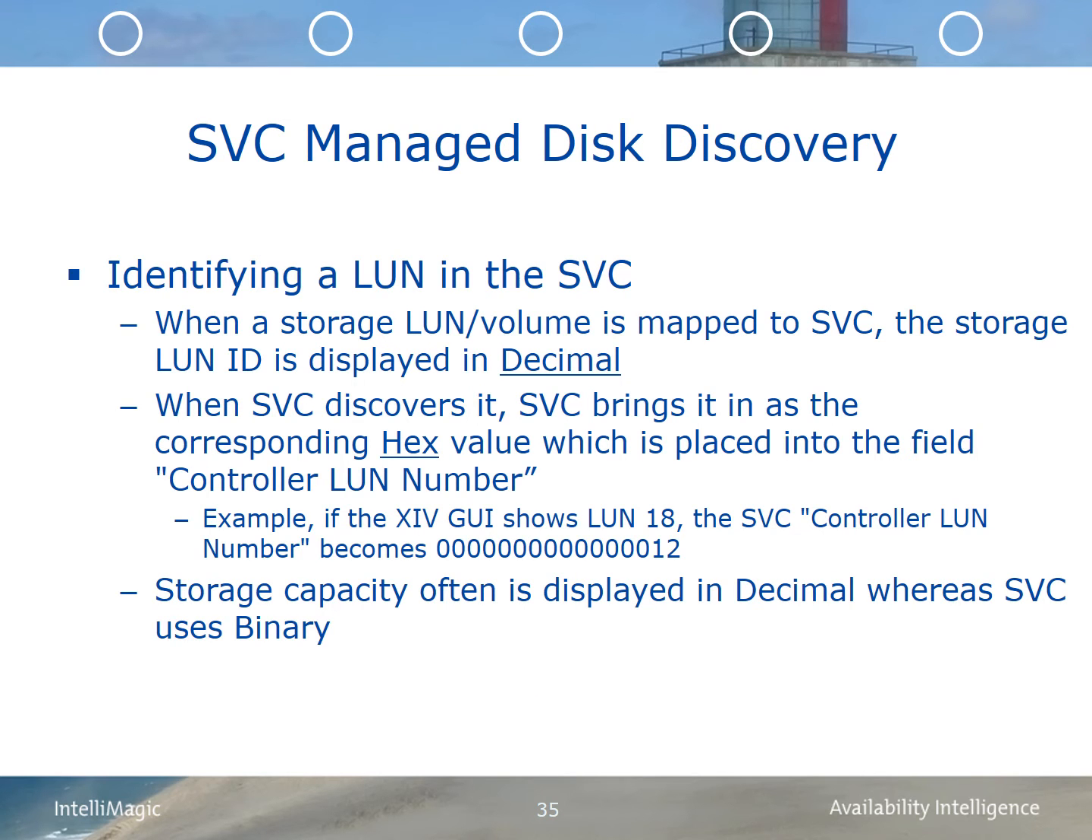When discovering SVC managed disks, it's important to recognize that LUNs are typically shown on their storage controllers in decimal, particularly for the LUN ID. However, when SVC discovers it, it brings it in as the corresponding hex value. So for example, if it was an XIV LUN and it showed as 18 in XIV, it will show as a long list of zeros followed by 12 in SVC. The same is true for storage capacity. Most often the capacity is displayed in decimal on the storage systems, but SVC displays it as binary.